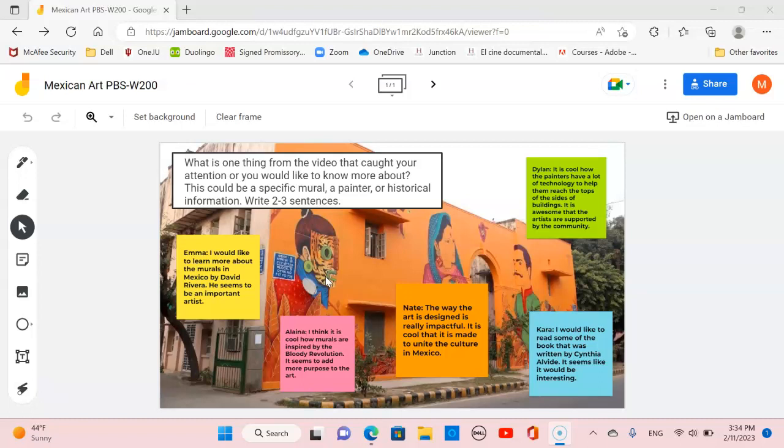So here we've got 5 different responses by students, and I just think this is a really great way for people to see what their peers are interested in, but also for the teacher. If these were my actual students, I would definitely take the feedback into consideration and potentially include more about the person in the future of the lesson. So anyway, that's why I'm going to use Jamboard.